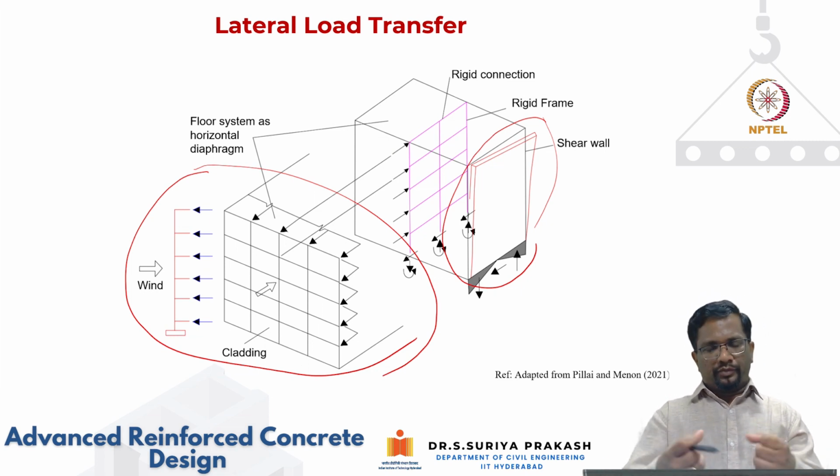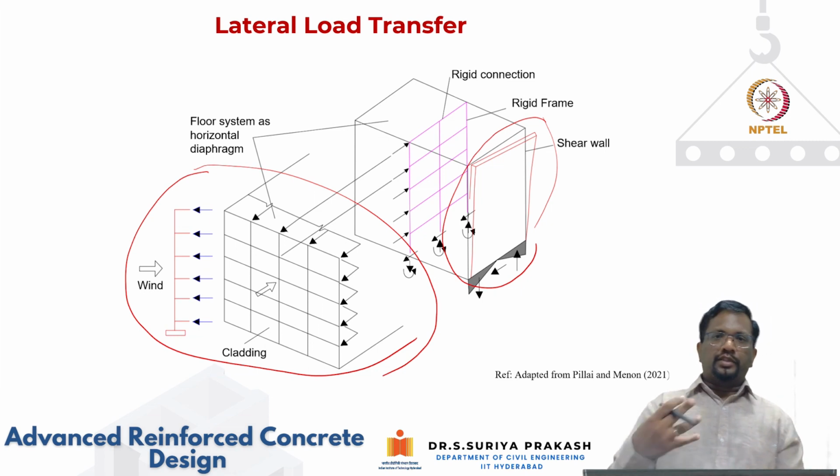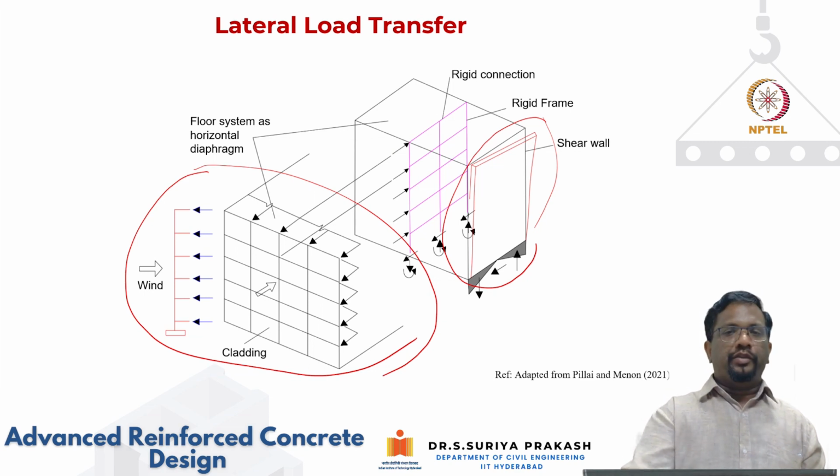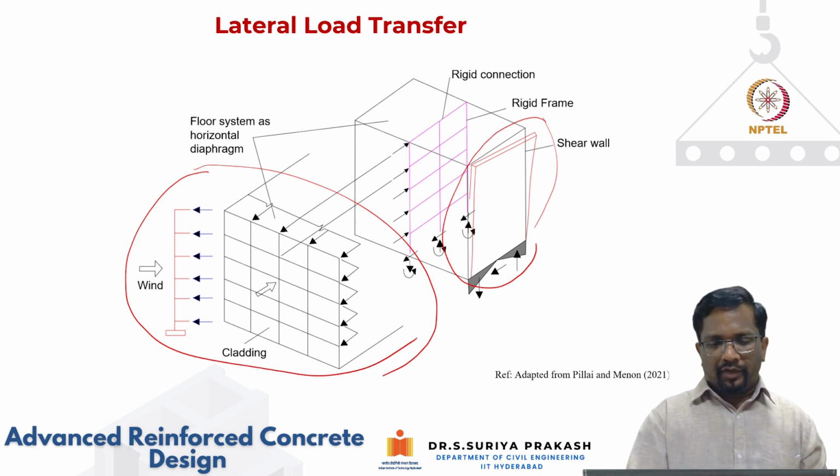As I told you, if you connect two springs in parallel, the stiffer spring will start attracting more force. Then it will relieve the forces that are going to the other gravity load resisting systems.